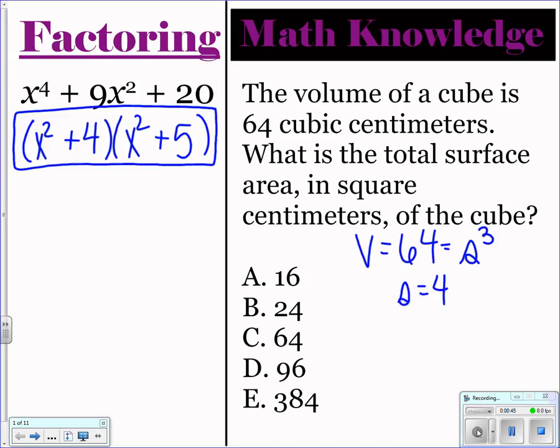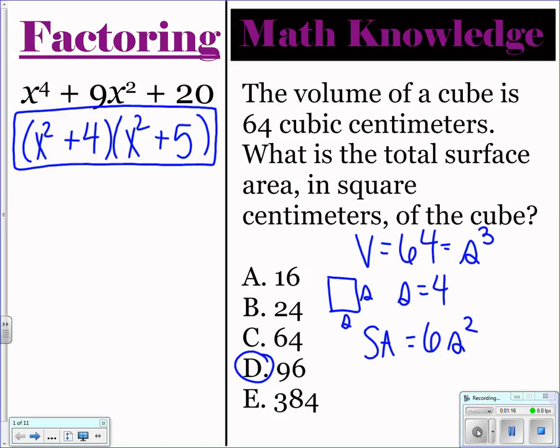And then it asks for the surface area of the cube. Well, one surface is just s times s, so that's s squared. And we have 6 faces for a cube. So to find our surface area, we're just going to do 6 times s squared. Well, s is 4, so 4 squared is 16, times 6 is going to give you 96. So D would be your answer here.